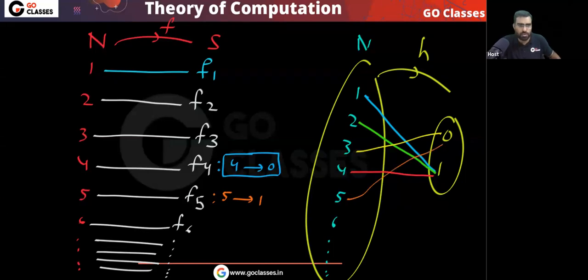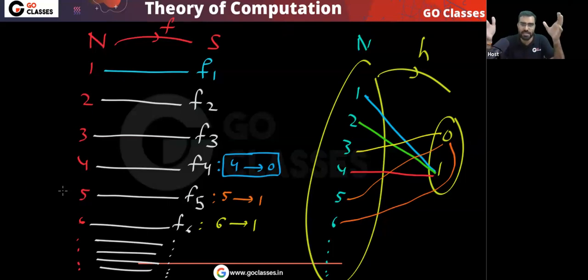Okay, let's assume that in this f6, 6 is mapping to 1. Then tell me, in this h, what will happen? In this h, 6 will map to 0. Yes or no? 6 will map to 0. And so on. Did you understand this? I hope you found this interesting. Please tell me, did you understand the question?